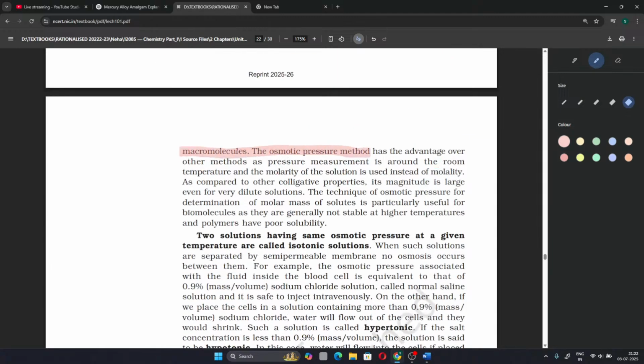The osmotic pressure method has the advantage over other methods as the pressure measurement is around room temperature and the molarity of the solution is used instead of molality. As compared to other colligative properties, its magnitude is large even for very dilute solutions. The technique of osmotic pressure for determination of molar mass of solutes is particularly useful for biomolecules as they are generally not stable at higher temperatures, and polymers have poor stability.